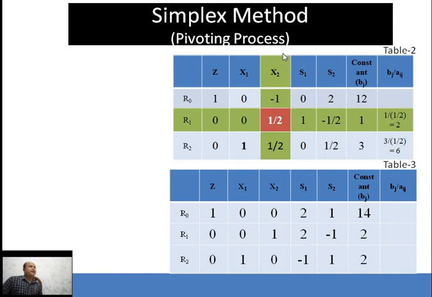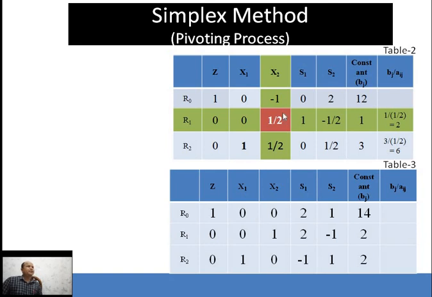So that is why the x2 column is the pivot column, and taking this pivot column we have to identify the pivot row. Again, this constant divided by this element: 1 divided by half is equal to 2, 3 divided by half is equal to 6. Out of these, 2 is the minimum, so R1 will be the pivot row.